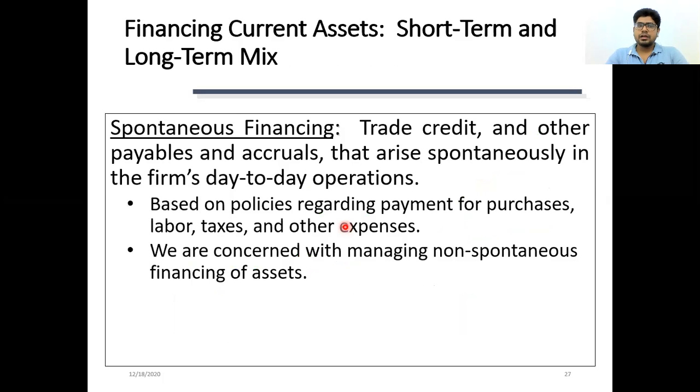Now we will talk about financing current assets. Financing means where we are going to get money to invest in current assets. So there are two ways: short term and long term. A short-term example is bank overdraft, right? Bank OD.